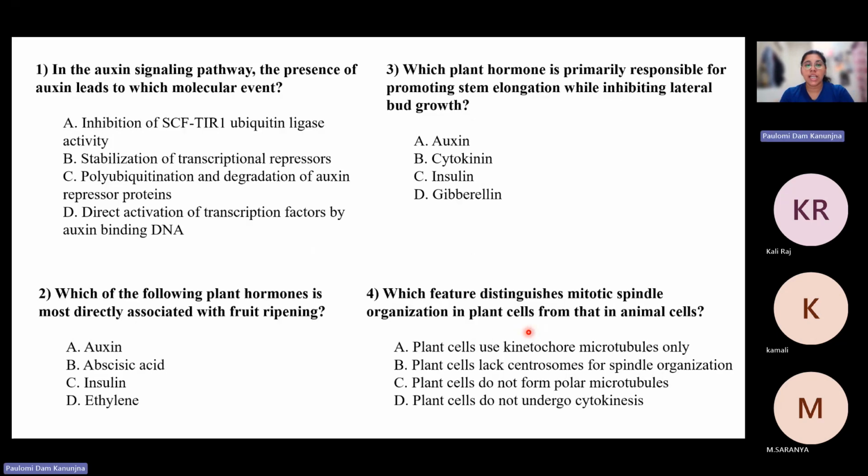Okay, next one. So in the auxin signaling pathway, the presence of auxin leads to which molecular event? Second, which of the plant hormones is responsible or directly associated with fruit ripening? Which plant hormone is primarily responsible for promoting stem elongation and also inhibiting lateral bud growth? And which feature distinguishes mitotic spindle organization in plants from that in animal cells?